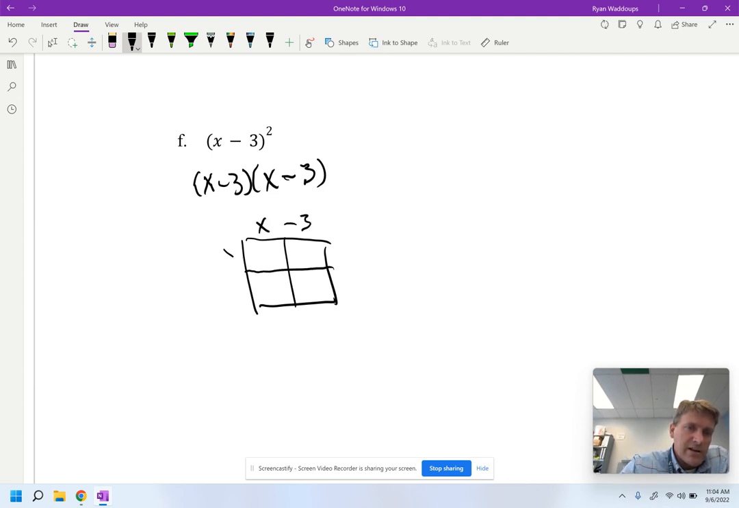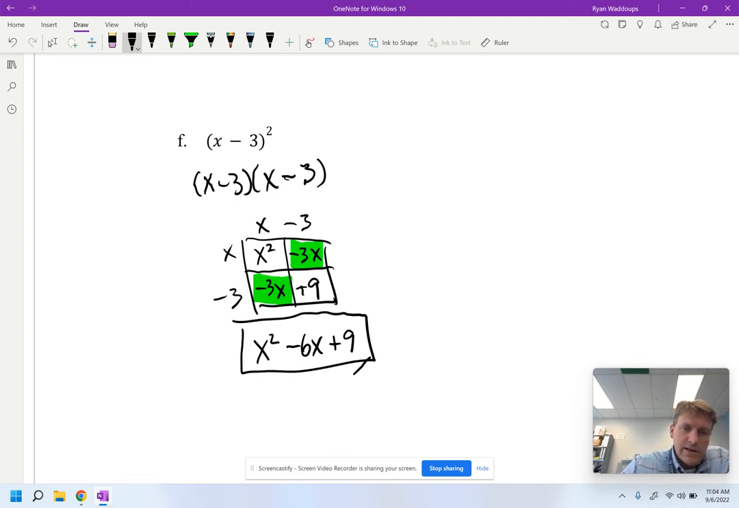So I get x minus 3 times x minus 3. X times x is x squared. And x times negative 3 is negative 3x. X times negative 3 is negative 3x. And then a negative 3 times a negative 3 is positive 9. And when I combine these, these two right here are like terms. So I say this is x squared minus 6x plus 9. And that's my answer.